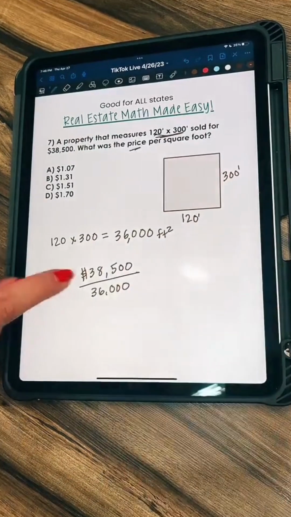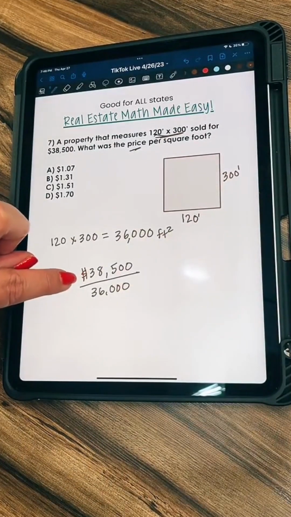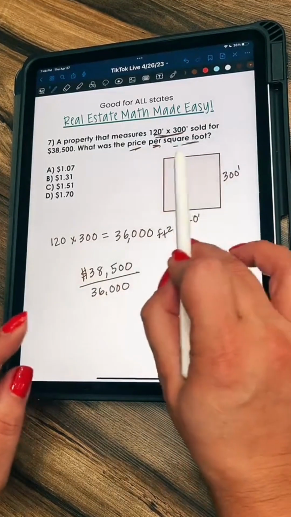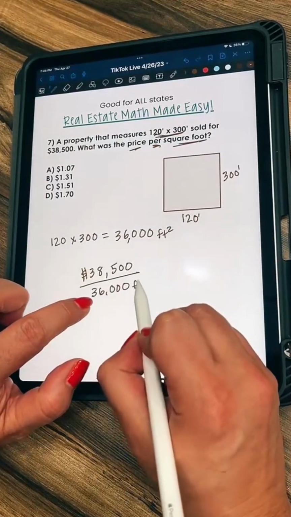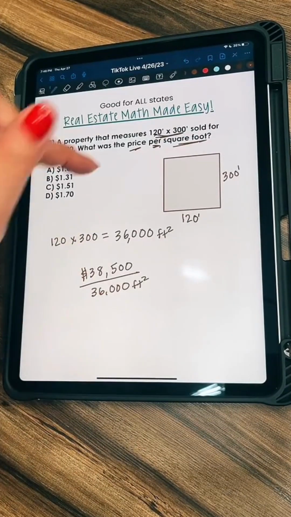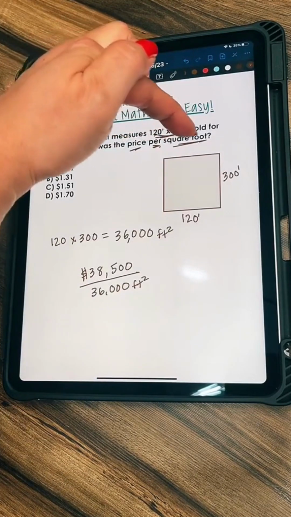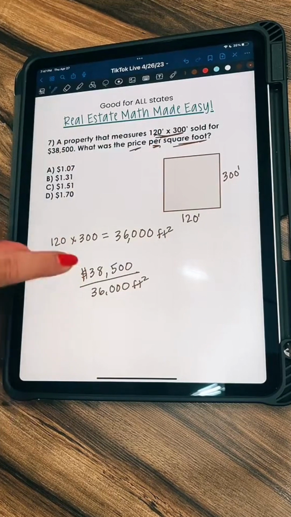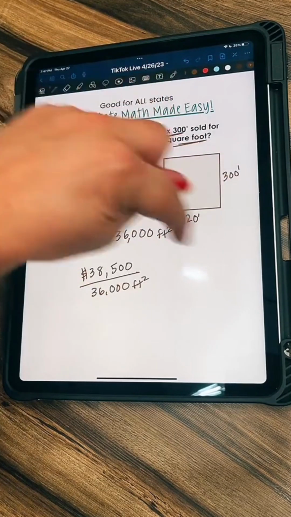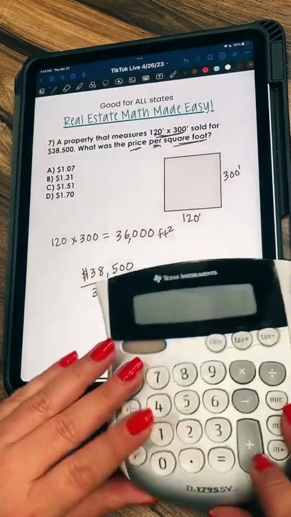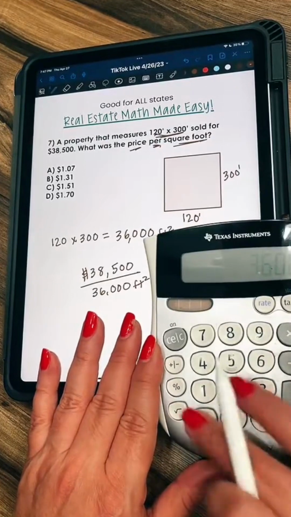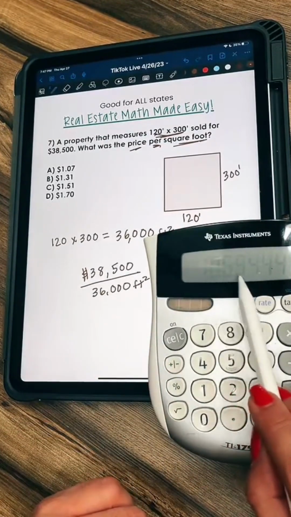Okay. Remember, it's price per the divide sign, the divide bar, square foot. This is your square feet. So if you ever have any concern, like, oh my God, which way do I put it, on top or bottom? Look what it says, price per square foot. So per means to divide. So price, that's the price of the property, per the square footage, which is the whole area. Okay, so now we divide 38,500 divided by 36,000. And we get 1.069.